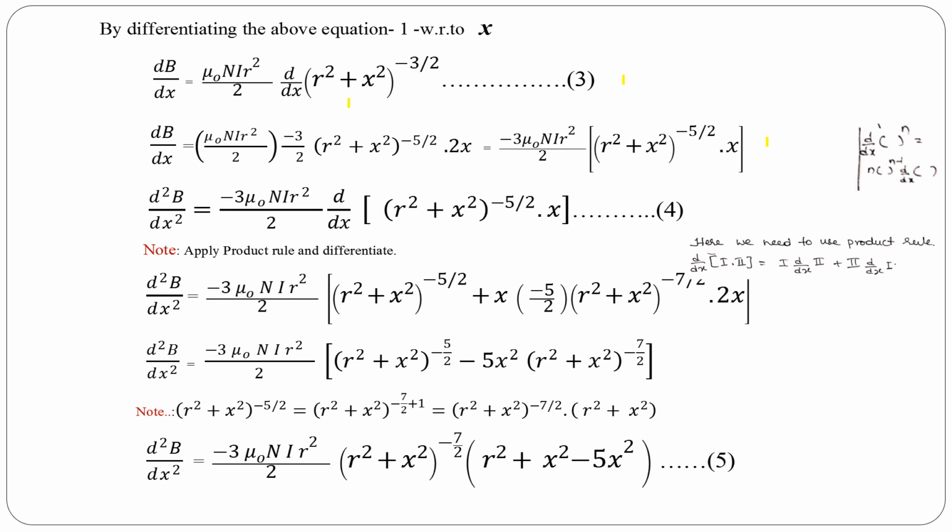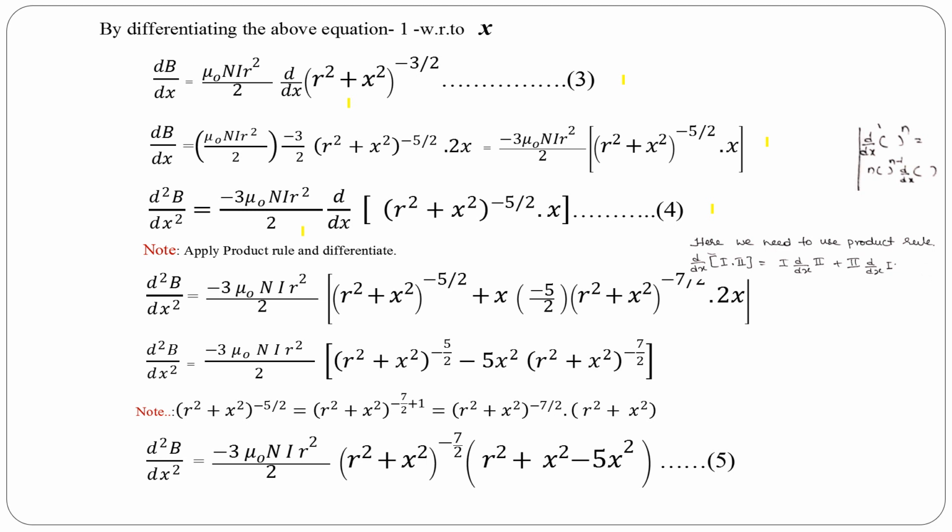Now d square B by dx square will be equal to minus 3 mu naught n I r square by 2, which is the constant term, into d by dx of (r square plus x square) whole to the power of minus 5 by 2 into x. For this equation, here we have to apply the product rule and differentiate.